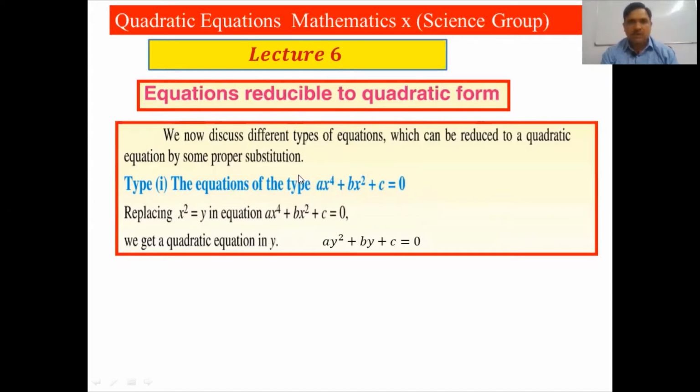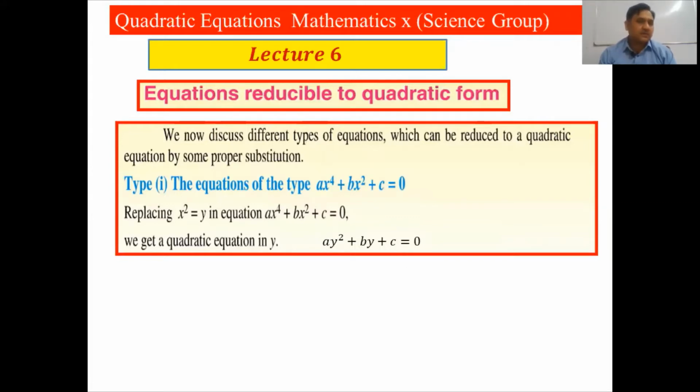So how can we convert this equation into a quadratic equation? We just have to replace x^2 = y, and when we take the square of this, it means x^4 will be equal to y^2. When we replace x^4 with y^2 and x^2 with y, we get a quadratic equation in y. So here is ay^2 + by + c = 0. So this is a quadratic equation in y.